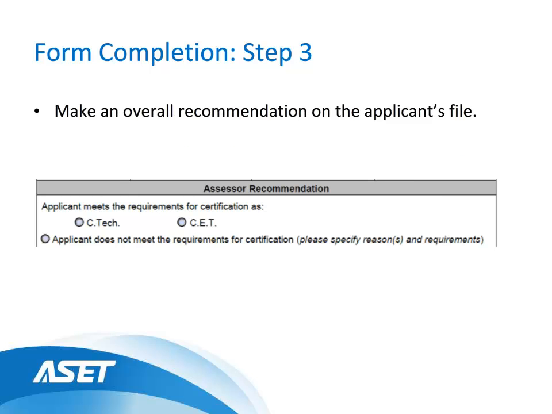Next, the file reviewer should make an overall recommendation on the applicant's file by selecting either meets requirements for certification as CTEC or CET, or does not meet requirements. Space is provided in the next section of the form to outline the reasons for the assessor's recommendation and to list any additional requirements recommended for the applicant.